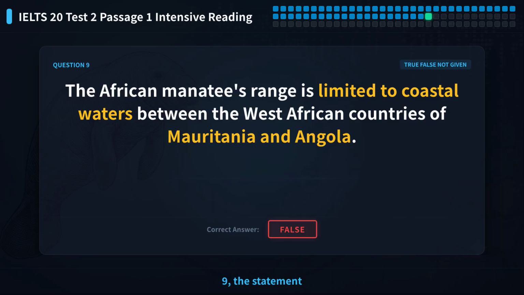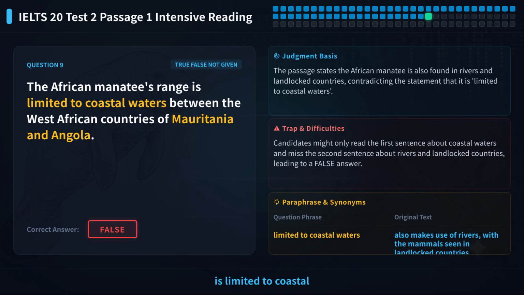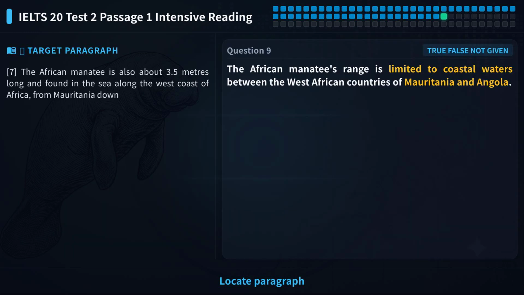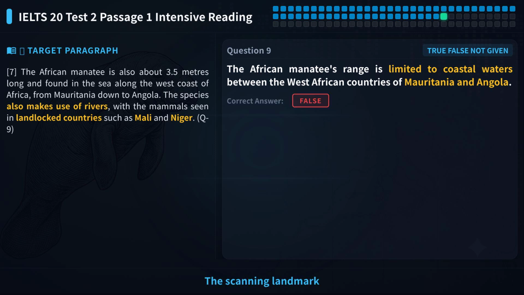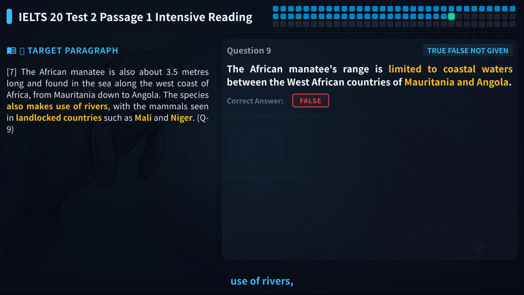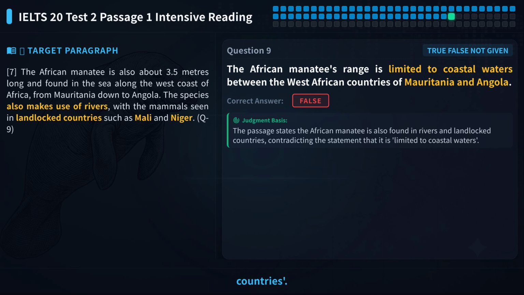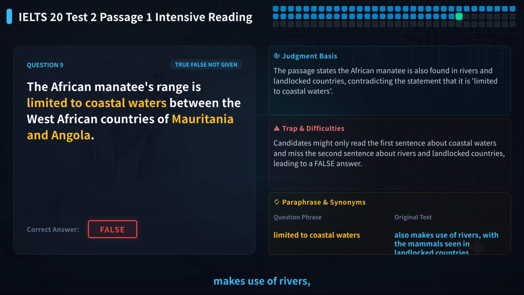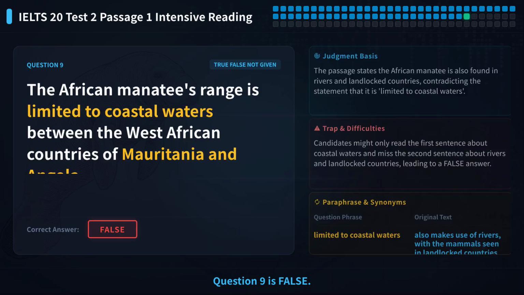Let's look at question 9. The statement says the African manatee's range is limited to coastal waters between Mauritania and Angola. The key clue word is limited to coastal waters. Locate paragraph 7. The scanning landmark word is also makes use of rivers. The original text says also makes use of rivers, with the mammals seen in landlocked countries. The statement says limited to coastal waters, but the text says also makes use of rivers, seen in landlocked countries. These directly contradict each other. This is an antonym replacement.